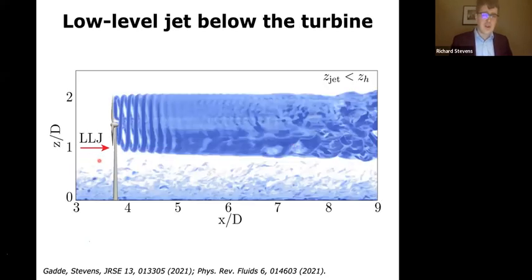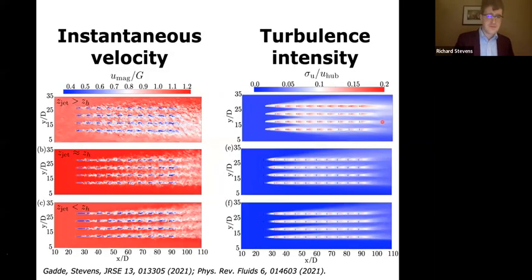And it's even more so the case when the low level jet is below the turbine. Here you actually see very clear formation of vortex structures behind the wind turbine blades, and they persist for quite a long time. So based on this view, you would expect that the turbines down here would have a hard job producing any power, because they're just fully in the wake and the wake is not really merging.